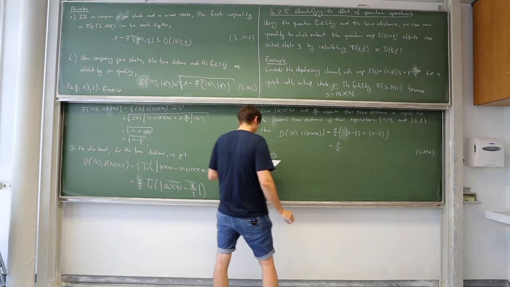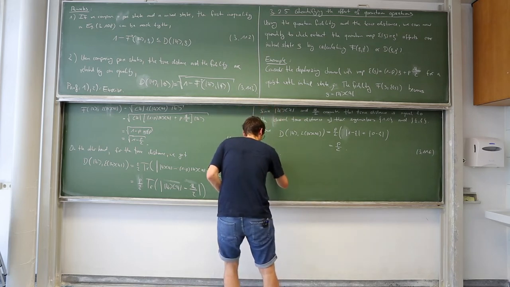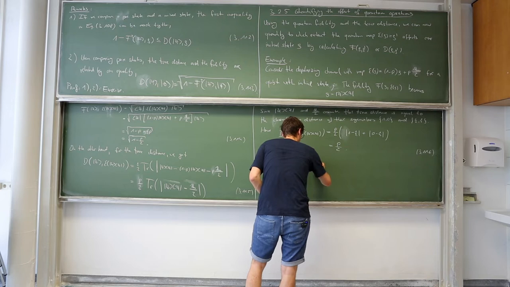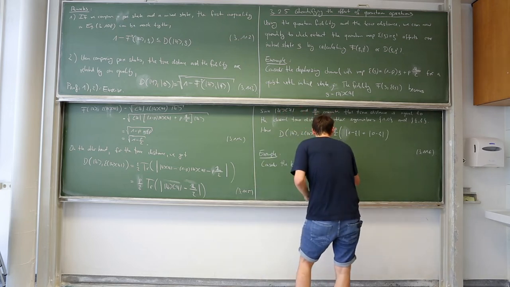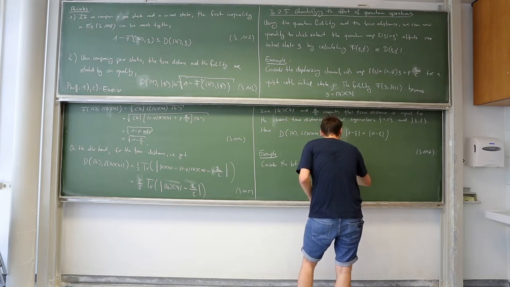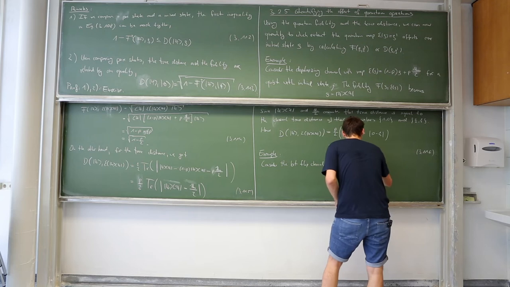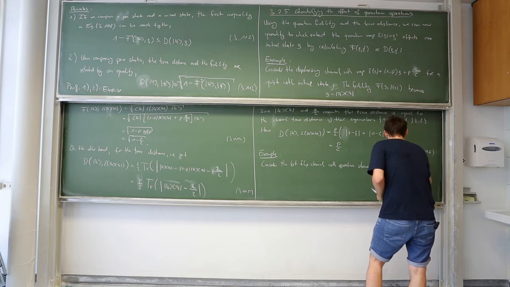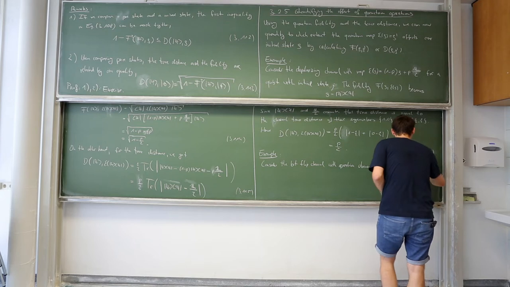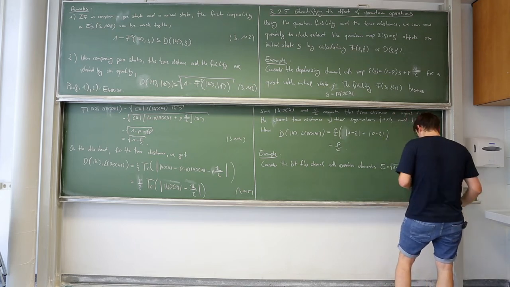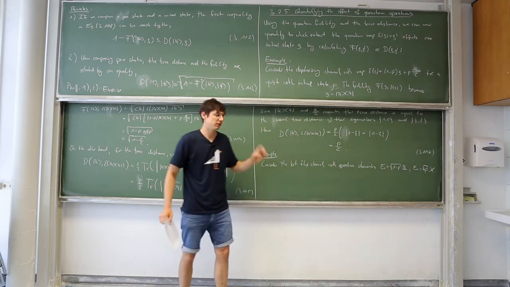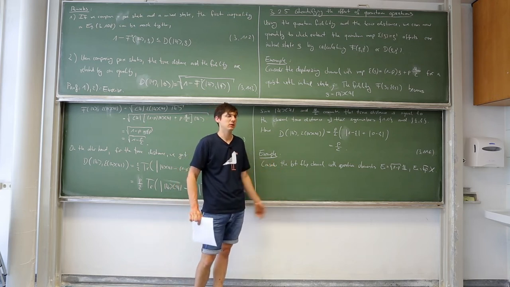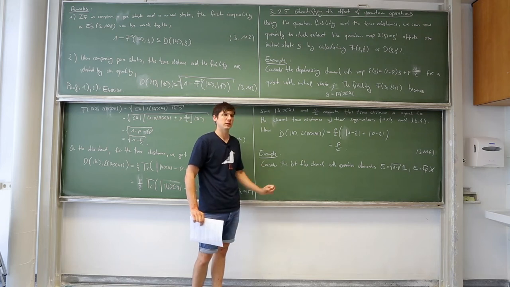Namely, consider the bit flip channel with the following operation elements. Namely, E naught is square root of 1 minus p identity, and E1 is square root of p times the Pauli x operator. So we considered this also before in the lecture, this bit flip channel, where we discussed these examples of noisy channels for qubits, right? So now let's also calculate the fidelity for this channel.